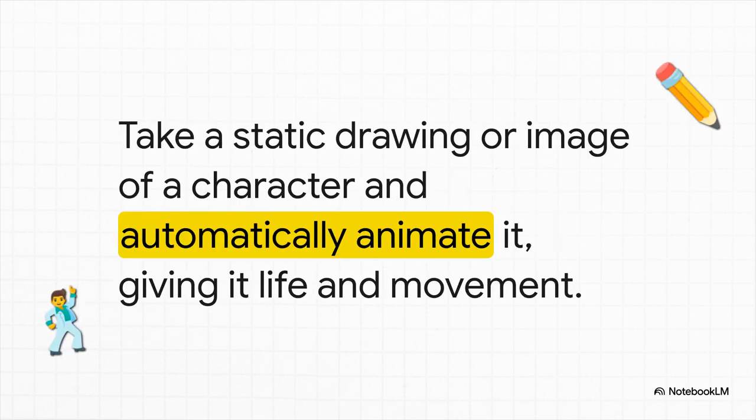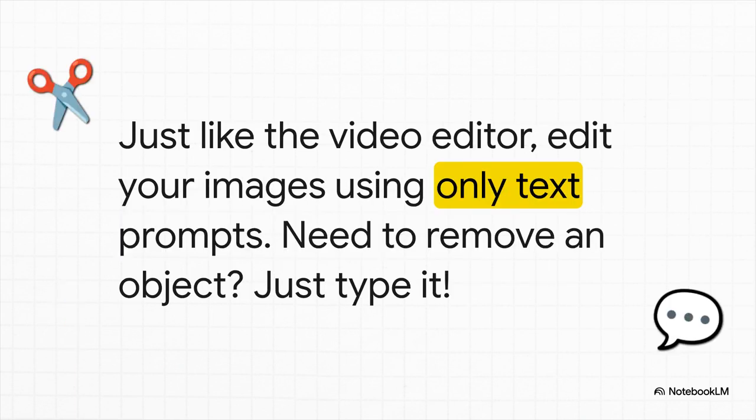It also has a character animation feature. This is designed to take your static drawings, your 2D characters, and just bring them to life with automatic movement. This could open up a whole new world for indie animators. And finally, just like the video editor, there's a text-based editor for still images. You can remove objects from a photo, change the background, tweak the colors, all just by typing what you want. It's really a full toolkit for those final, crucial details.